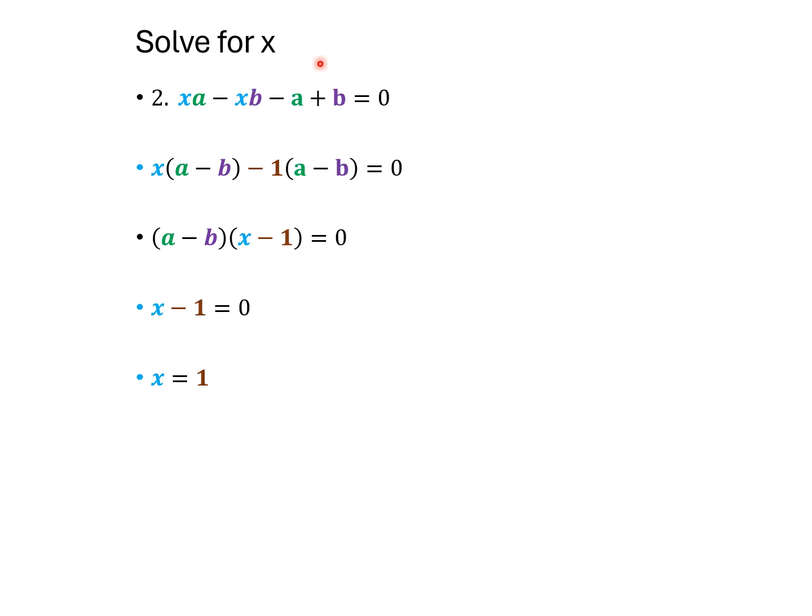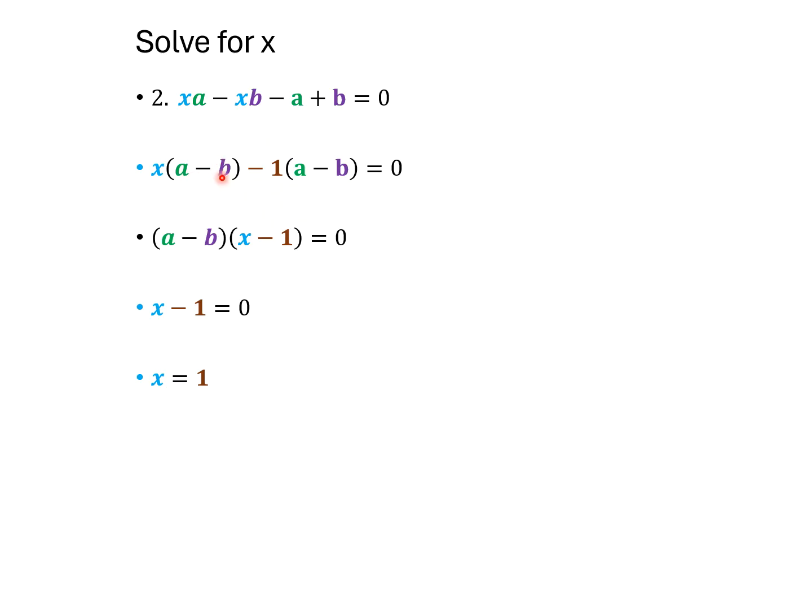Right, so solve for x. Now they've given me xa minus xb minus a plus b. So again, we're looking at two terms and two terms together. So we look at the first two, separated by a minus sign. What is common on either side? You should see there in blue I have x on both sides. So I take out x as a common factor. xa divided by x gives me a, minus xb divided by x gives me minus b.